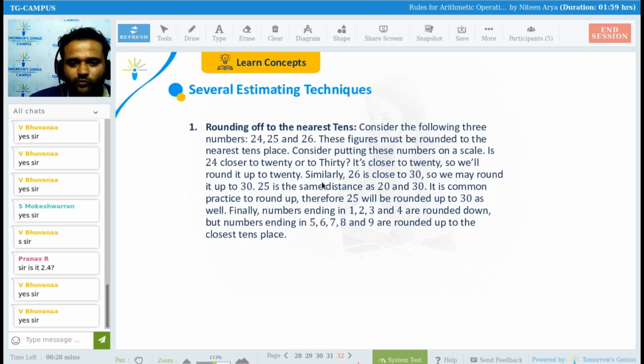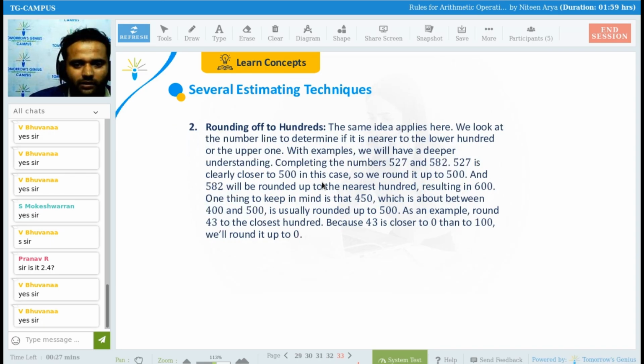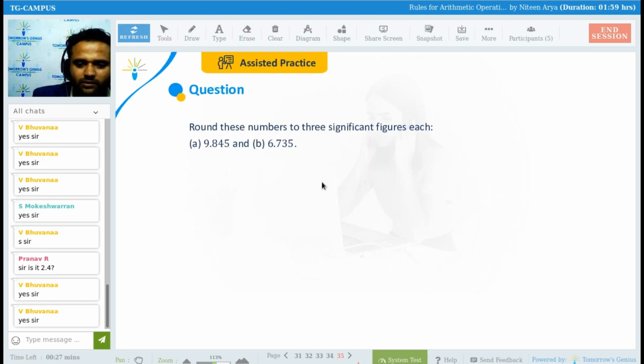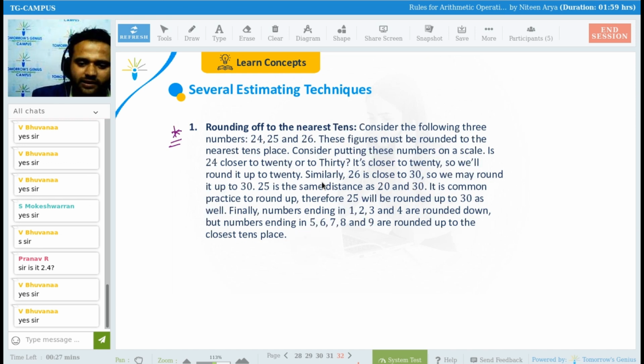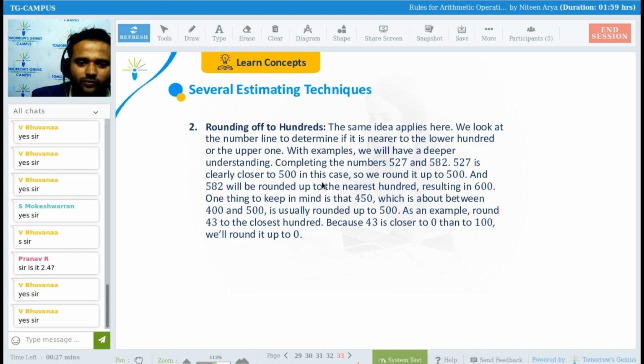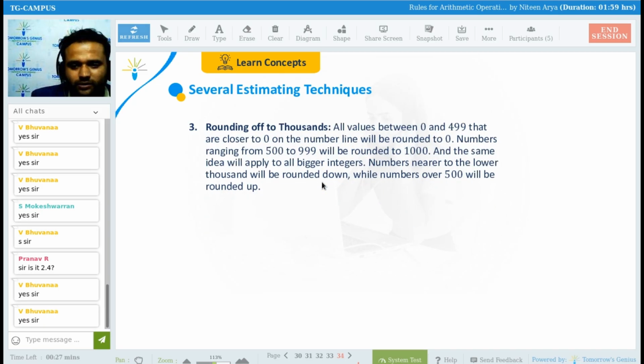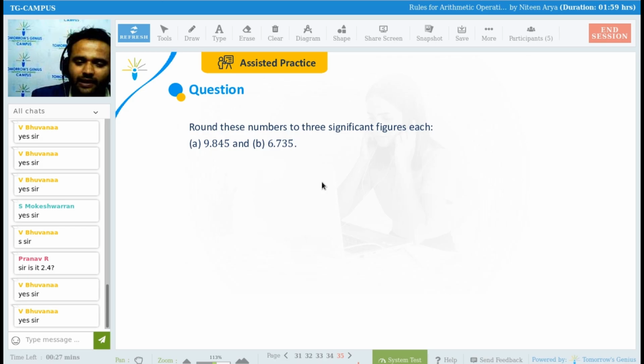Okay, let's move on to rounding up to the nearest tens. The same thing, I'm not going to repeat this. Several estimation techniques. This one is done, this one is done. Read this, because this is the same thing. Rounding off to the nearest 10, rounding off to the 100, and rounding off to the 1000. If you're still feeling like you are not able to get it, let me know.